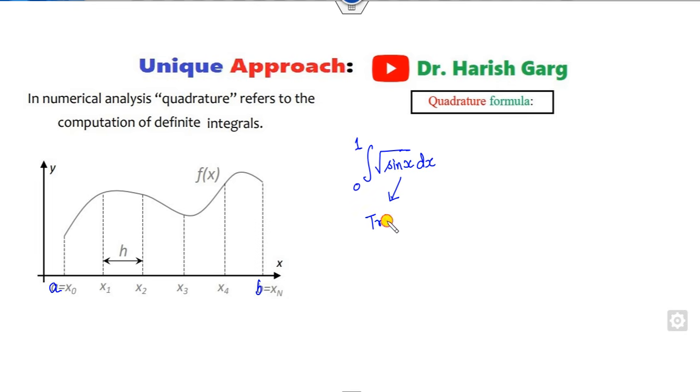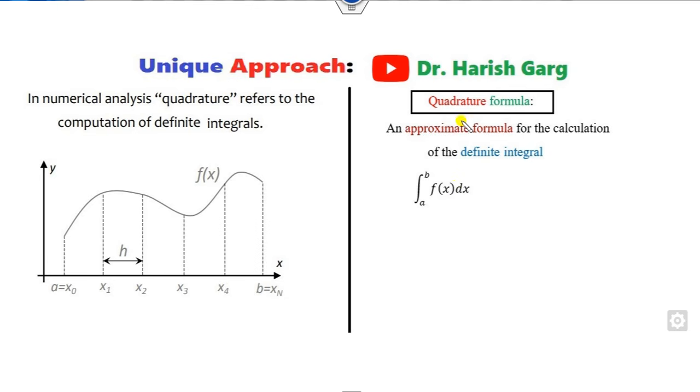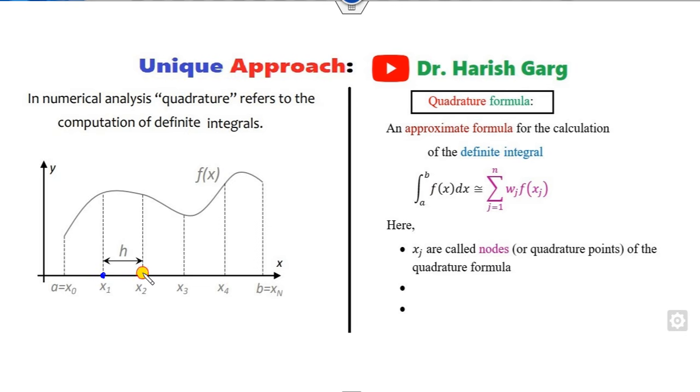Either you can use the trapezoidal rule, the Simpson 1/3 rule, or the Simpson 3/8 rule, and many more. The purpose of the quadrature formula is to get an approximate formula which can replace this integration. How can you replace it? It gives you an algebraic sum of weighted values, where W is the weight, the Xj are my nodes, also called quadrature points, N is the maximum number of quadrature points, and Wj is the weight of F.